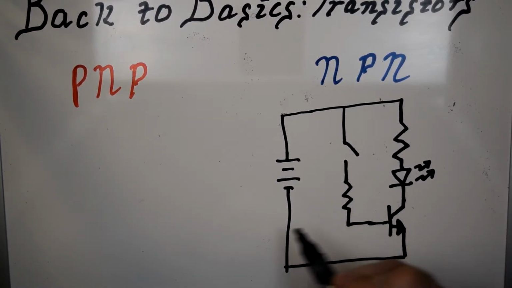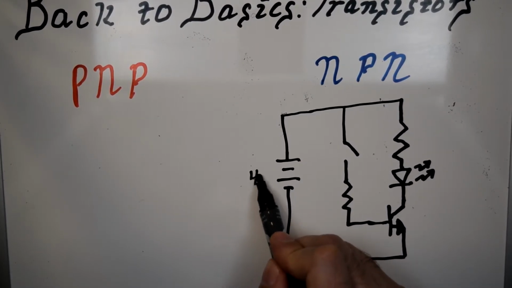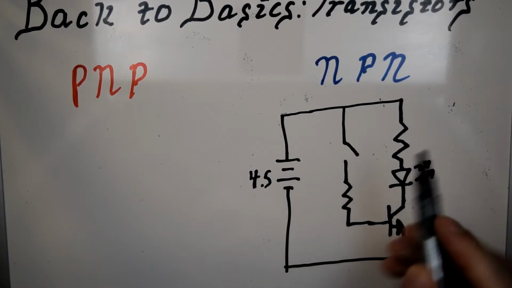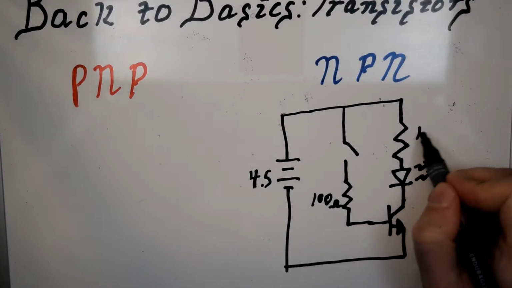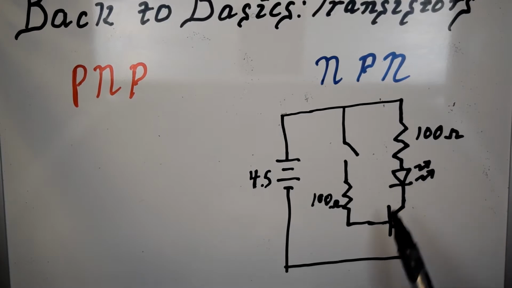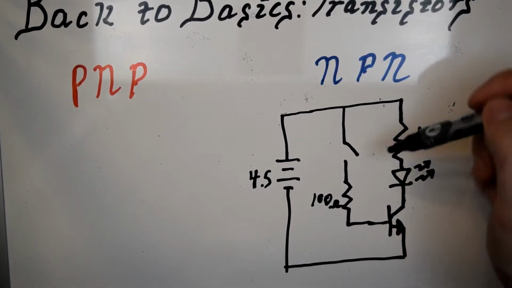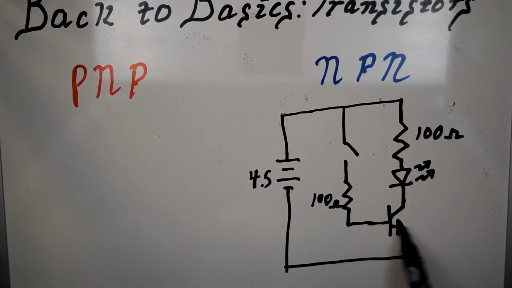So we're going to have 4.5 volts here for the demonstration, and this is a 100 ohm, this is 100 ohm, and for the switch I'm just using a wire link. So in order to get current to start flowing through this transistor, we have to induce a current in the base. Now, we'll cover the concept of beta later, but I'll just touch on it now.